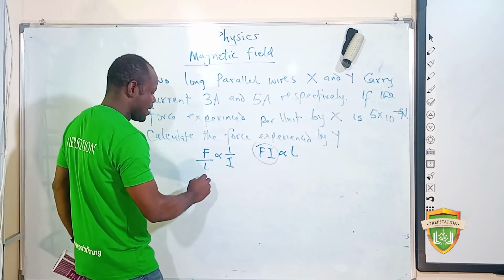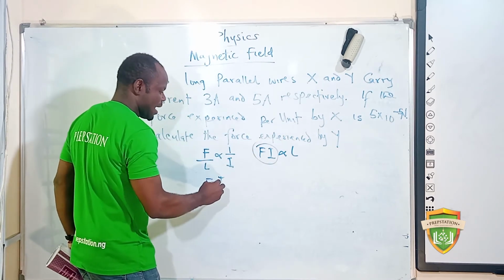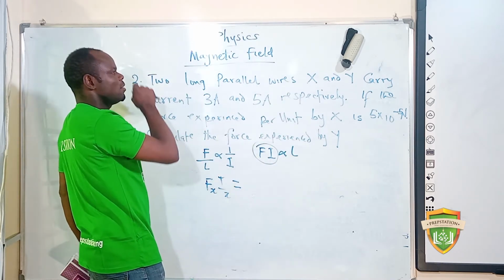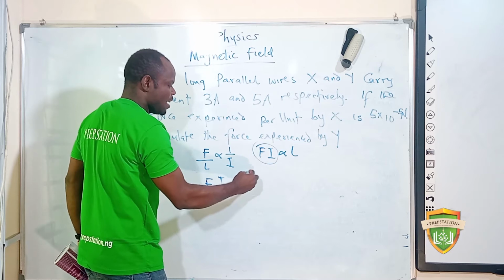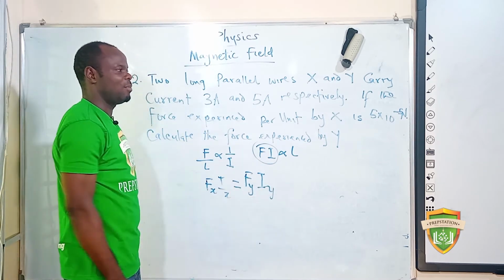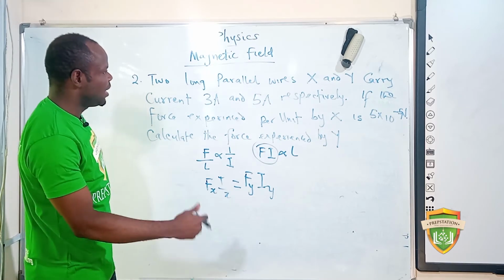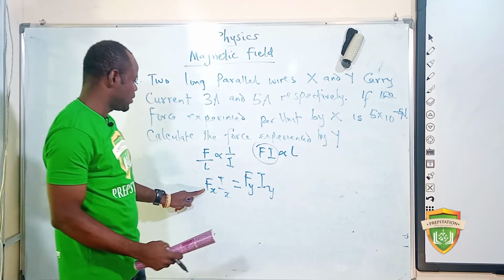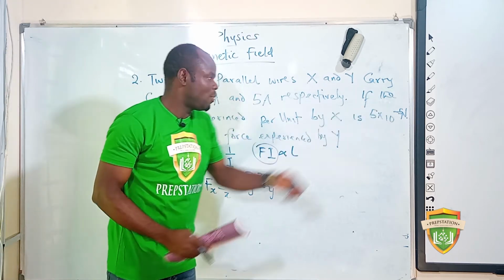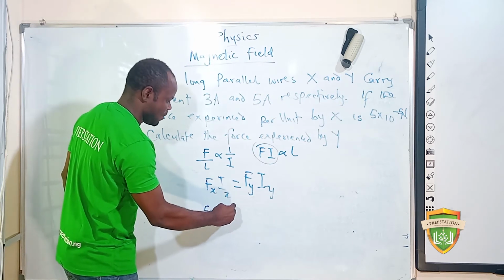So we can have Fx over Ix equal to the other wire, Fy over Iy. With this, you have settled the problem. So let's punch in the values. What is the force of X? It's given as 5 times 10 raised to the power of minus 5.